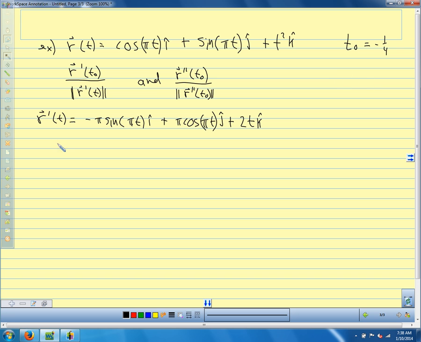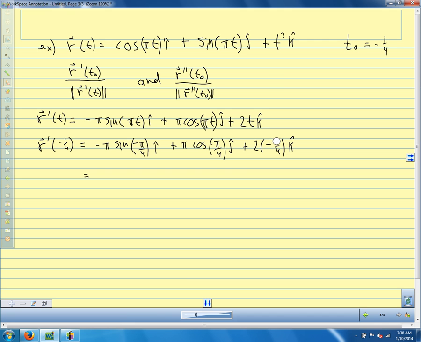We're going to plug in t0. R prime of negative 1/4 is going to be negative pi sine negative pi fourths i hat plus pi cosine negative pi fourths j hat plus 2 times negative pi fourths k hat. Yeah, you're right, 1/4. I don't have a pi there. Thank you.